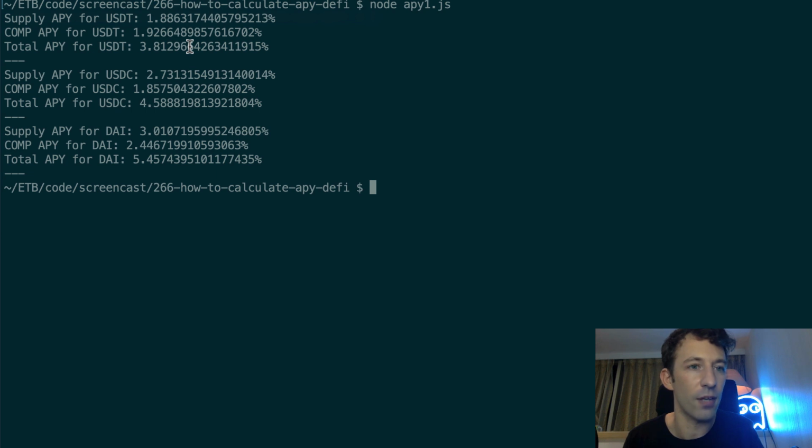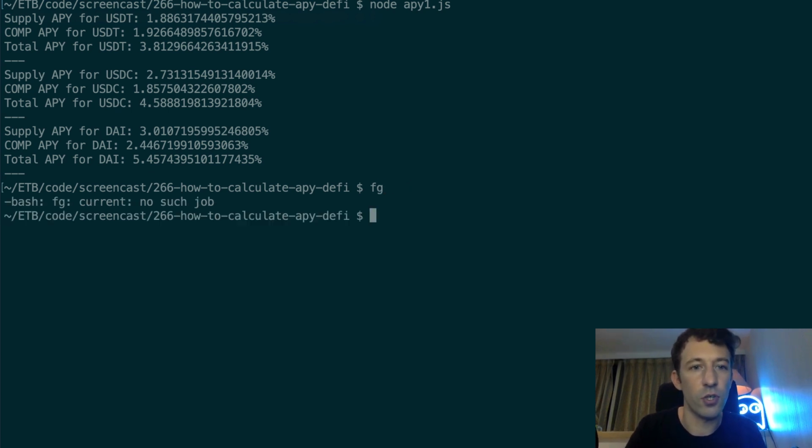By the way, on the website of Compound, what you see is this quantity, but the COMP APY is not taken into consideration. And here for USDC, for example, you can see it's higher, and for DAI, it's even higher, almost 5.5%. Okay, very good.